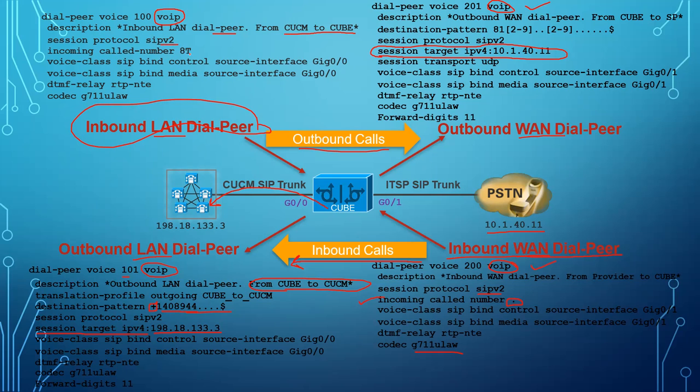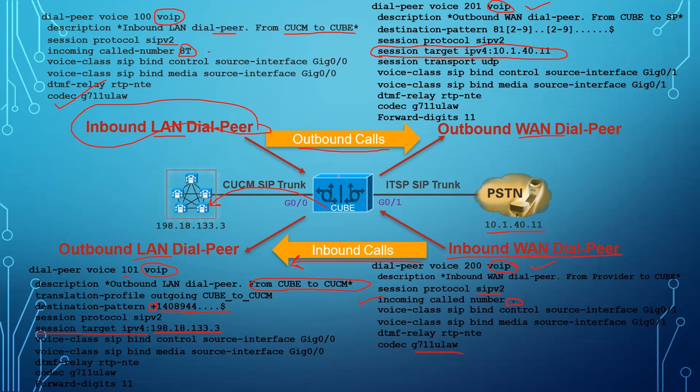Incoming called number 8T here. That means we will accept every call starting with 8. If I talk about my previous example, that would be different; you can see incoming call number dot. You can just mention dot here. If dot is there, that means it is accepting every call, like in this case, incoming call number dot, right? If dot is there, it means it will accept every call. Then same things: voice class, IP bind, media, DTMF relay, and then this codec.